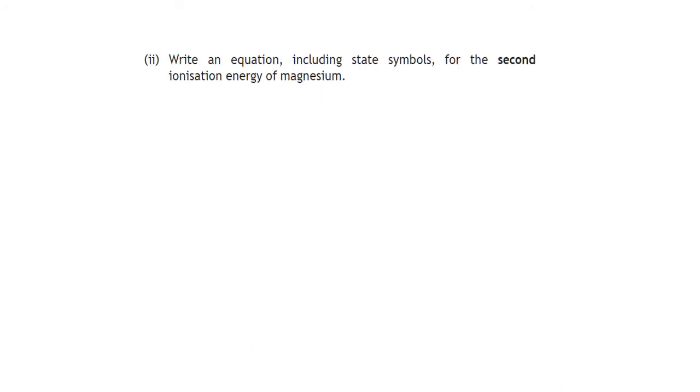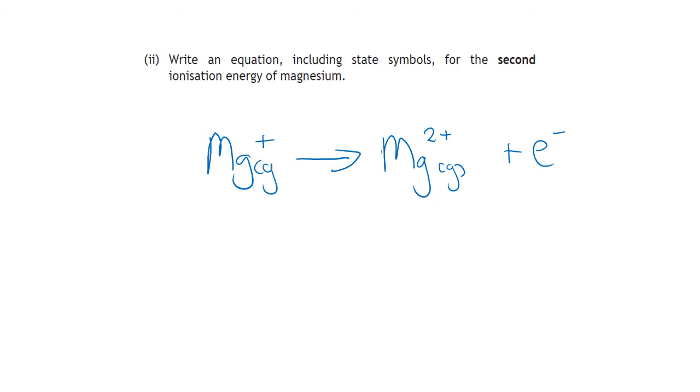Write an equation including state symbols for the second ionization energy of magnesium. So the first thing, on your periodic table, magnesium is Mg. Second ionization energy means we end up with Mg2+, and it always has to be in the gaseous state. We are always removing an electron, and that's always going on the right-hand side as a product. And if it's the second ionization energy and we're only dealing with one electron at a time, that means we are starting with Mg+, and again, needs to be in the gaseous state.